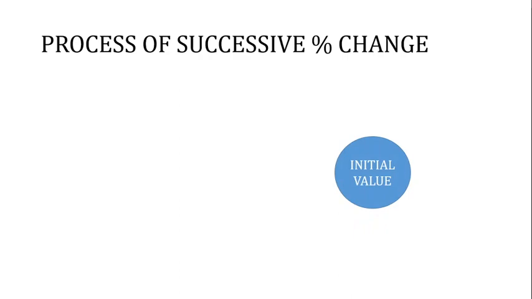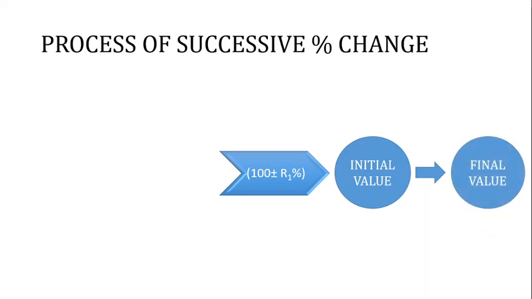If there is an initial value which is going through an R% change, then 100% plus or minus that R% times the initial value will give you the final value. For example, if a value is going through a 20% increase, then 100% plus 20%, which is 120% of that initial value, will be the final value. Same way, if a value is going through a 10% decrease, 100% minus 10%, which is 90% of that value, will give you the final value.